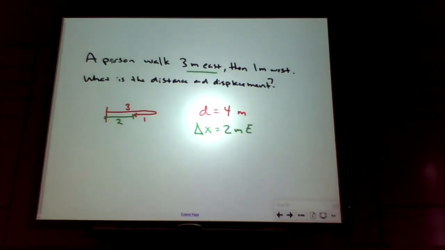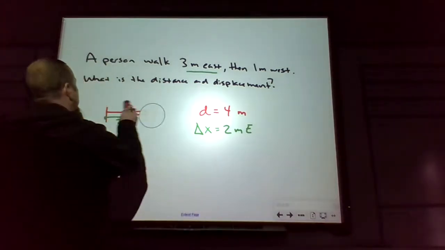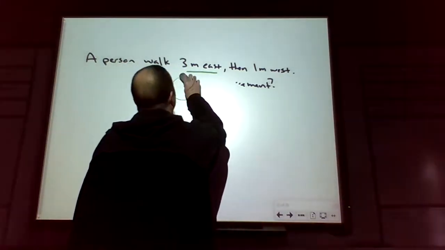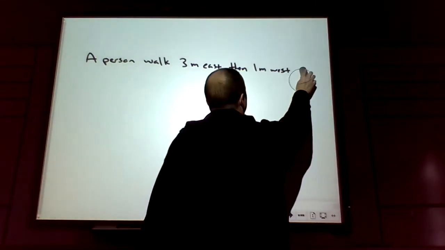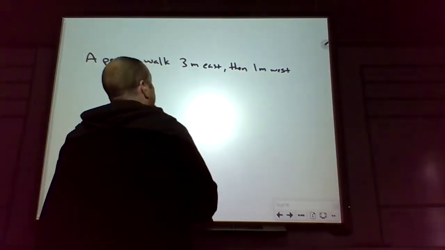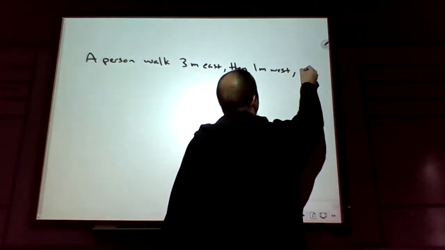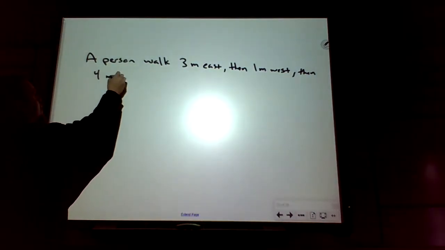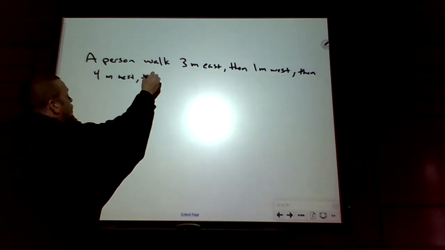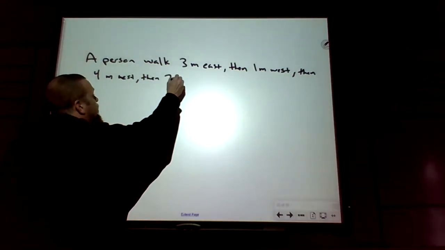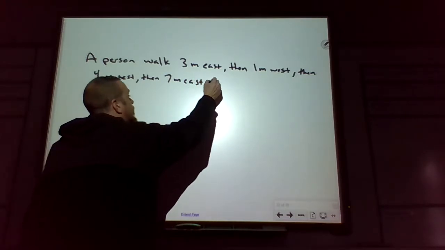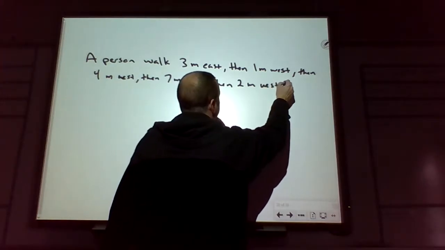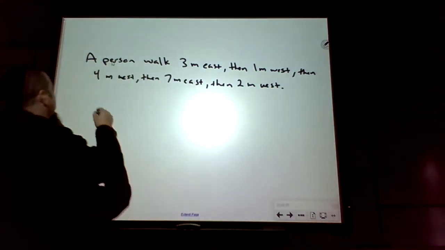Taking it to the next level, we start stringing together more components of motion. We start doing more stuff. So instead of just going east and then west, we start making them do all kinds of crazy stuff. 3 meters east and 1 meter west, and 4 meters west. Then 7 meters east, then 2 meters west. What's the distance and displacement?